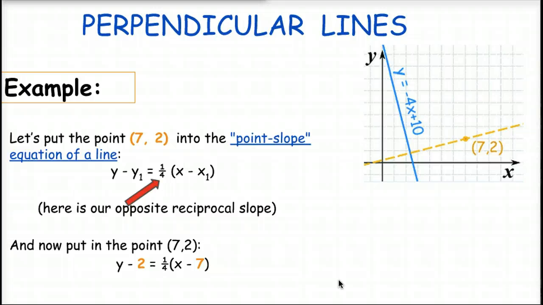So let's put the point (7, 2) into the point slope equation of a line. Here's our slope, 1/4. That's the opposite reciprocal of negative 4. And let's plug in 7 for x, and we'll plug in 2 for y. We always plug in what we know in the second spots.